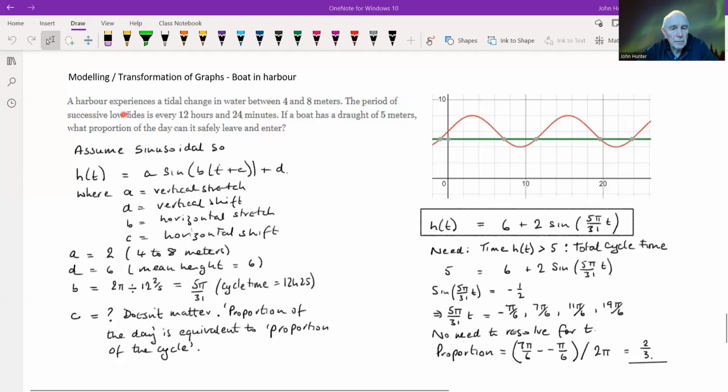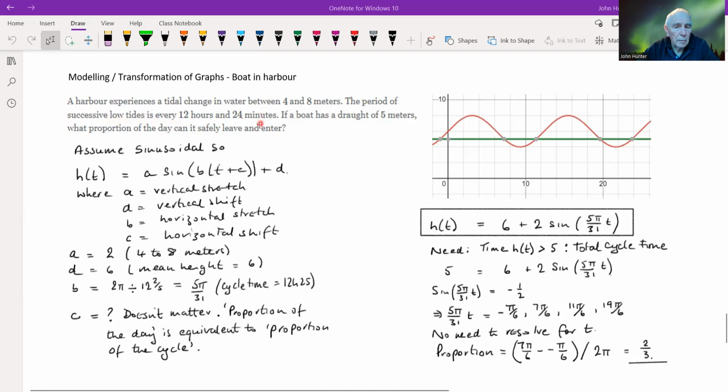A harbour experiences a tidal change in water between 4 and 8 meters. The period of successive low tides is every 12 hours and 24 minutes. If a boat has a draft of 5 meters, what proportion of the day can it safely leave and enter? A draft of 5 meters is basically the depth of water that's needed for this boat to sail. Now, this is part of another problem.